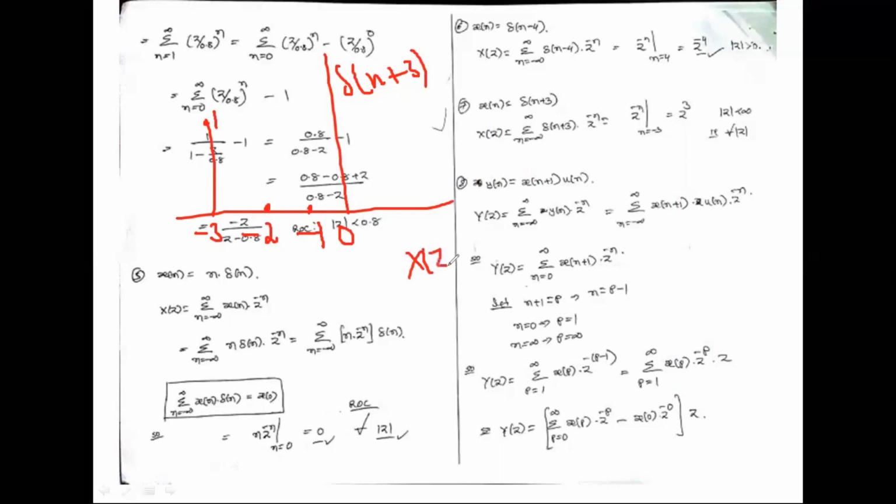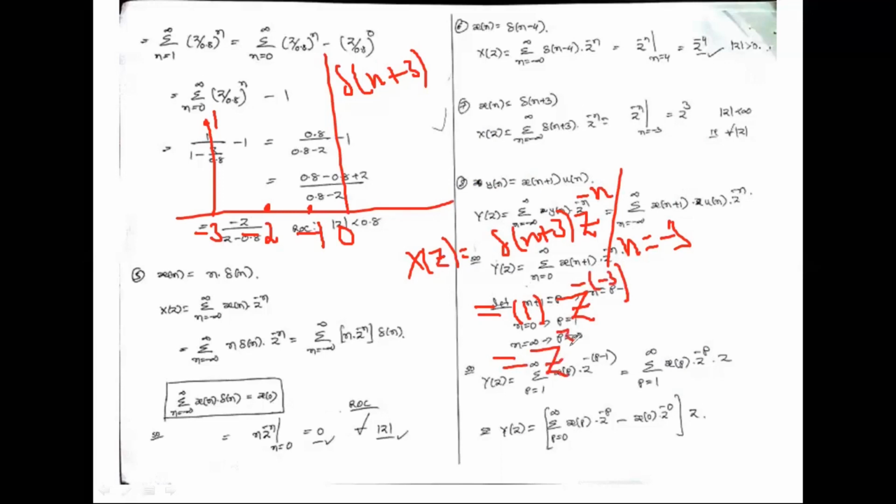Coming to the definition of X of z, delta of n plus 3, z power minus n at n is equal to minus 3. At n is equal to minus 3, the value of delta of n plus 3 is 1. And z power minus of minus 3 becomes z power 3. So X of z for the advanced function, shifted towards the left side by 3 samples, is z power 3. But what is the ROC?